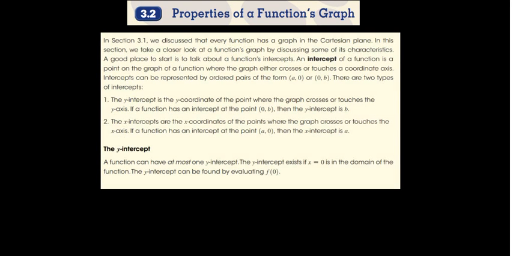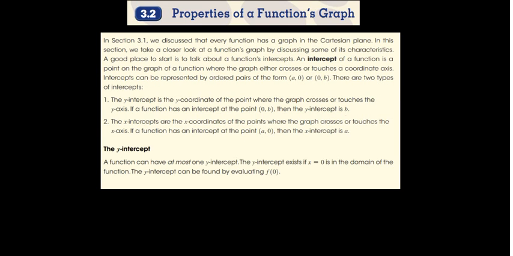Alrighty, so starting here. An intercept of a function is a point on the graph of a function where the graph either crosses or touches the coordinate axis. We talked about the intercepts being represented as ordered pairs. The y-intercept is the y-coordinate of the point where the graph crosses or touches the y-axis. If a function has an intercept at the point (0, b), with 0 being the x-coordinate because we are on the y-axis, then b is the y-intercept.